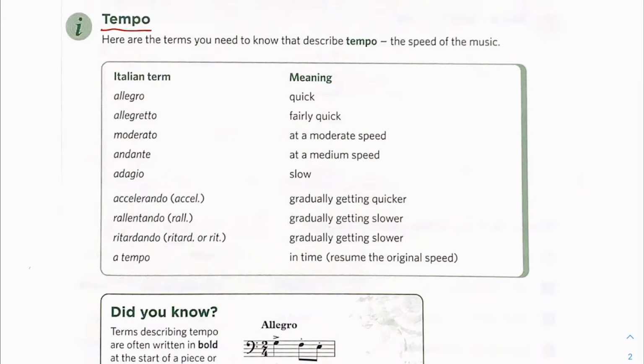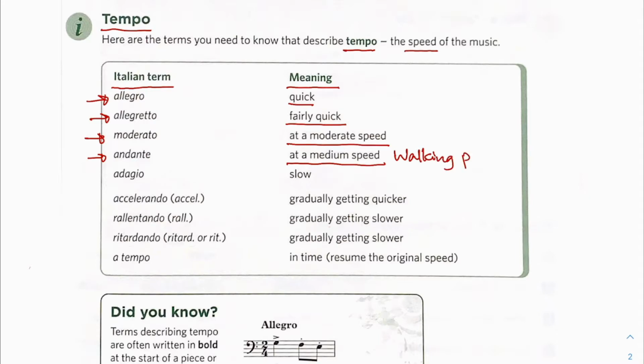Next, tempo. Here are the terms you need to know that describe tempo, which is the speed of the music. On the left-hand column, we have the Italian terms, and on the right side, we have the meaning. Allegro means quick. Allegretto means fairly quick. Moderato means at a moderate speed. Andante means at a medium speed, or sometimes we'll say at a walking pace. Adagio means slow.